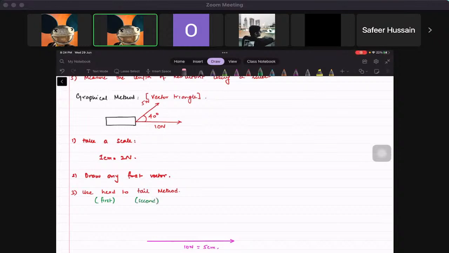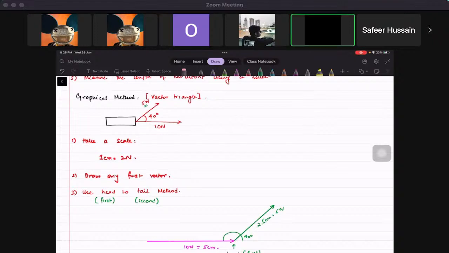So what you do is, because this vector was 40 degrees from the horizontal, I'm going to put my protractor like this. I'm going to measure 40 degrees. Okay, this is 40 degrees. And then I will connect it from the head of the first vector and draw 2.5 centimeters, which is 5 newtons. So if you look here, you see the head of first is connected to tail of second. Everybody understand this? Yes, sir.